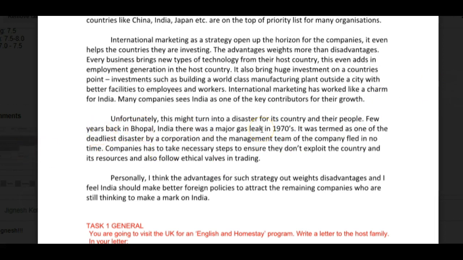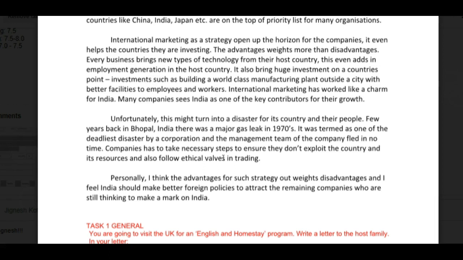Full stop. It was termed as one of the deadliest disasters by a corporation. The management team of the company fled in no time. Companies have to take necessary steps to ensure they do not exploit the country and its resources and follows. Okay, so this is really not about international marketing. This is about foreign investment, creating companies in foreign lands, and it's just not really on the topic.